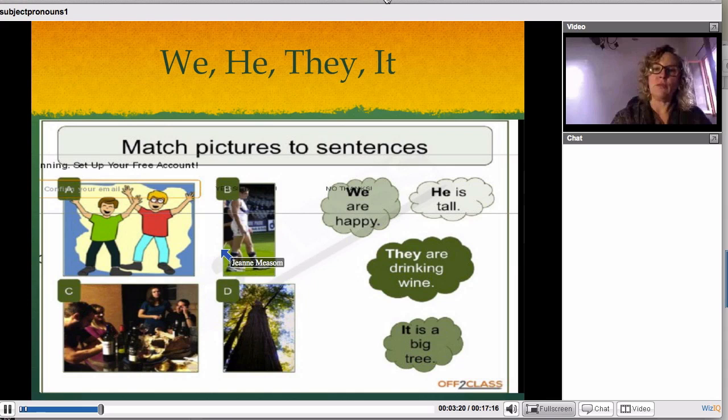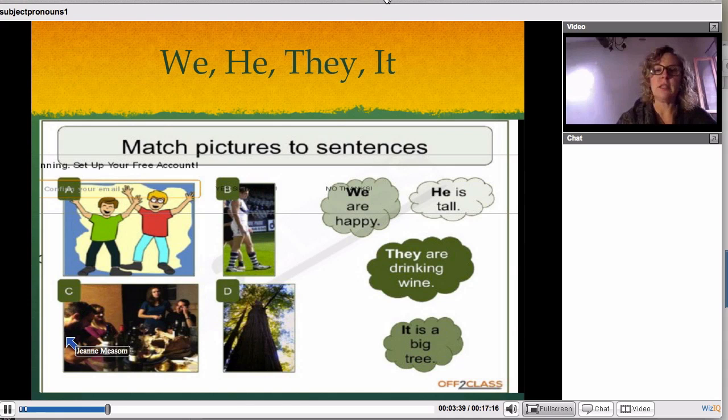Now, could you tell if this is a male or female? Generally, I would say yes, you can, so that you give it a he as opposed to an it. And it would be an object. So "He is tall." C.